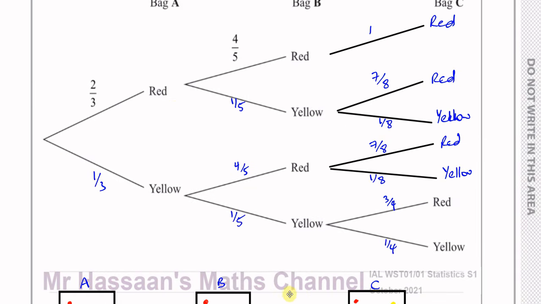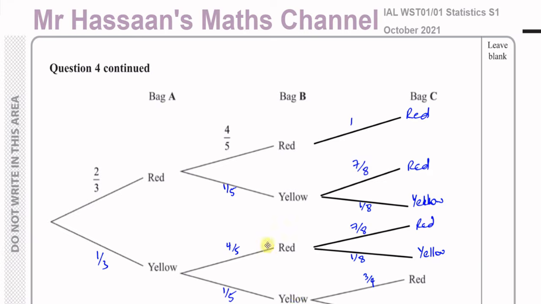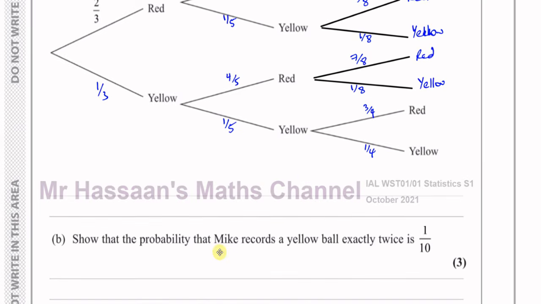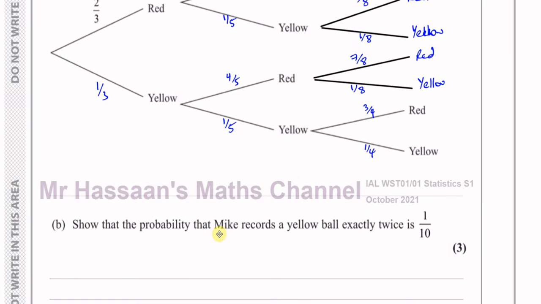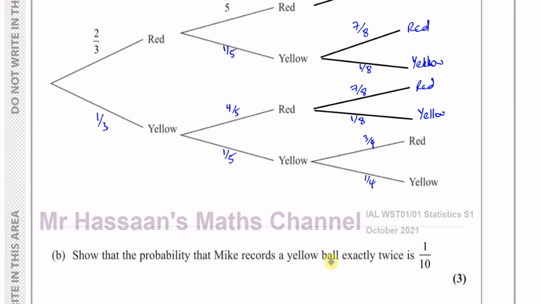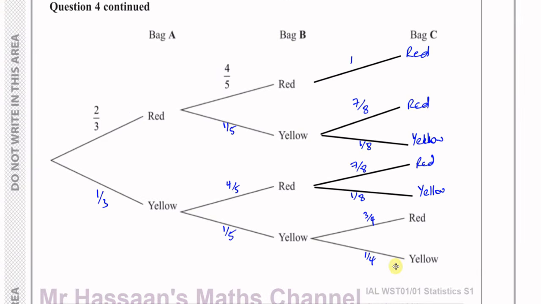Now we're going on to part B. For part B, they've told us to show that the probability that Mike records a yellow ball exactly twice is 1/10. So find the probability that he records a yellow ball exactly twice. Let's look at all the outcomes. I'm going to list the outcomes in this column here.